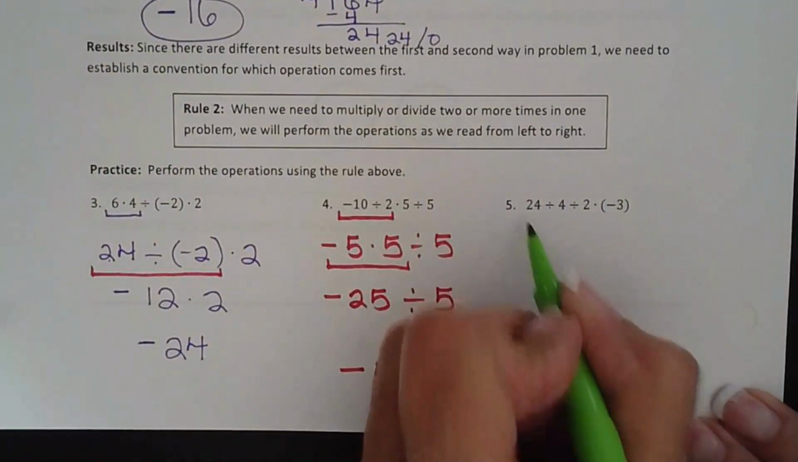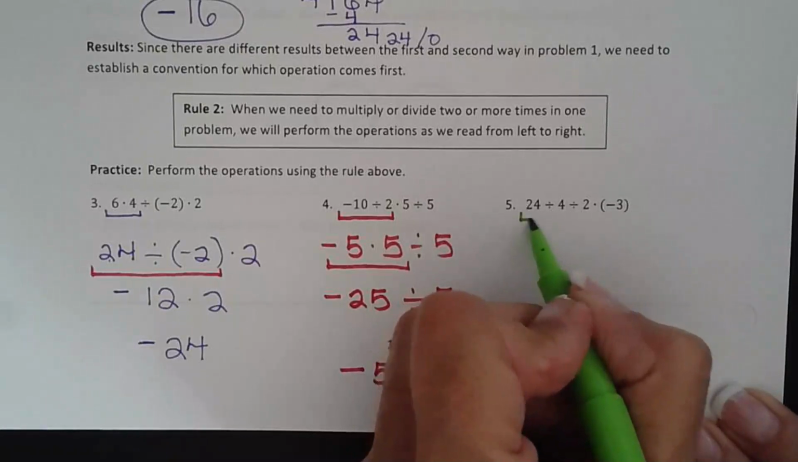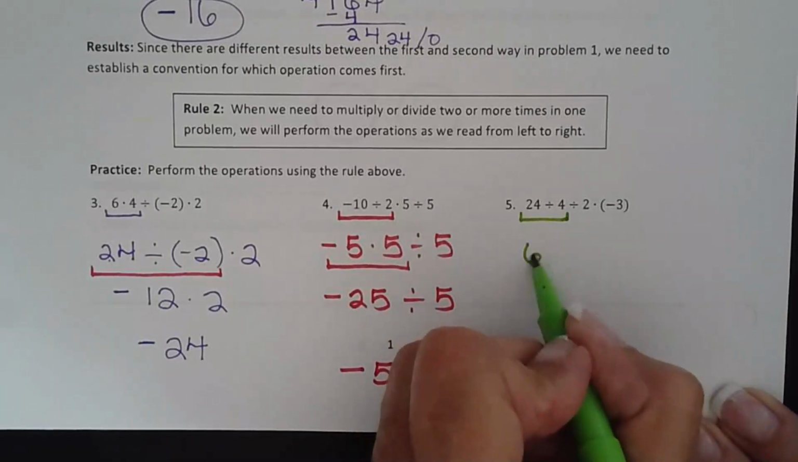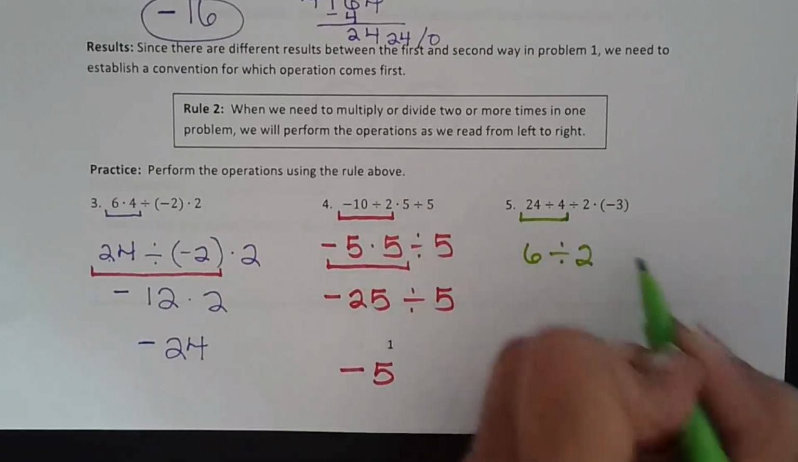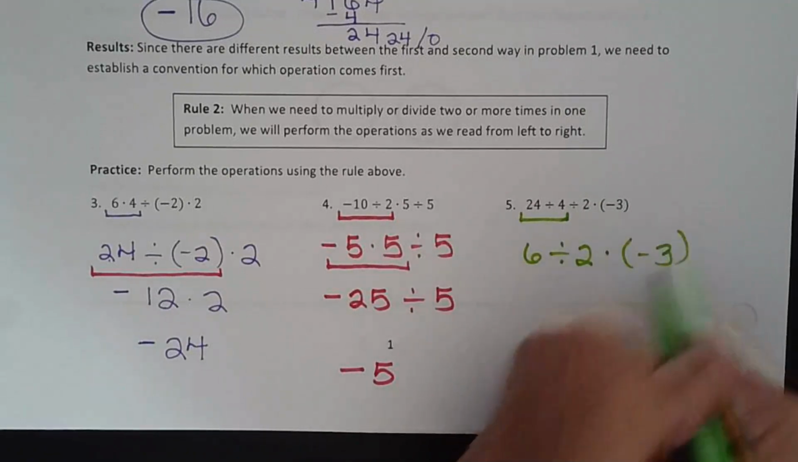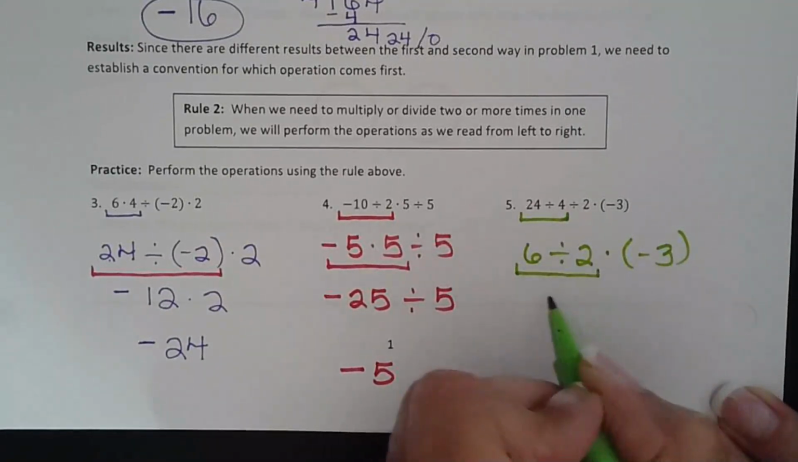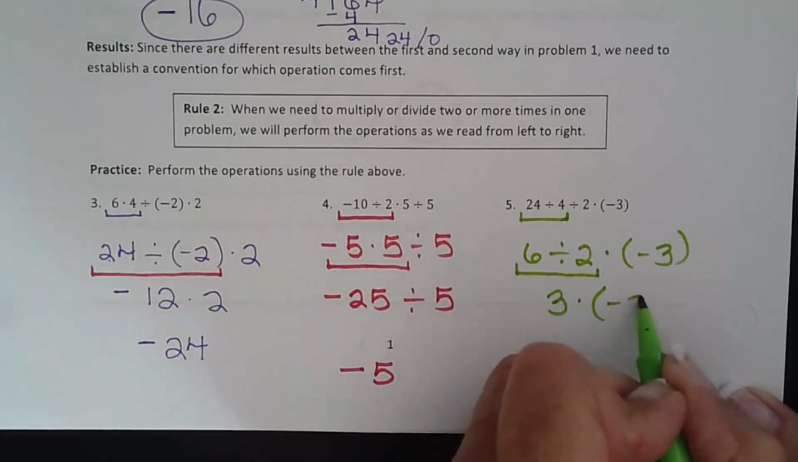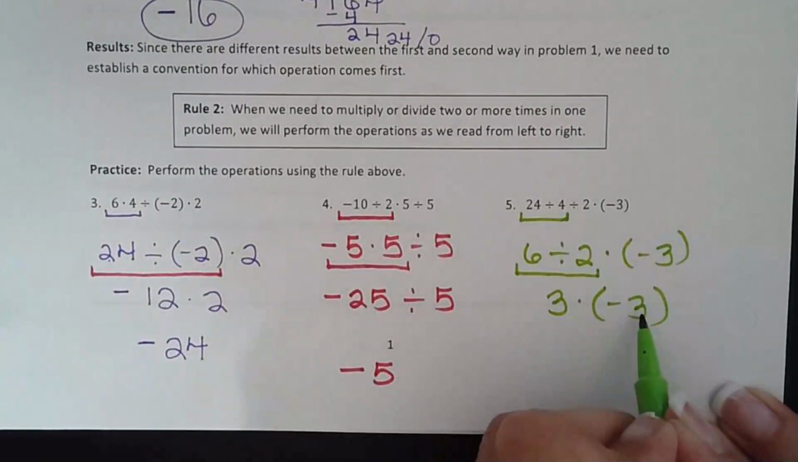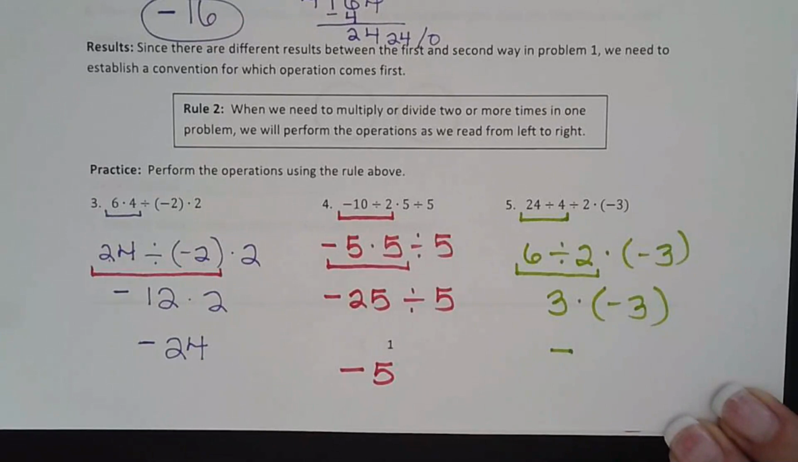So left to right, divisions first. So 6 divided by 2 times negative 3. Left to right, divisions first. 3 times negative 3. A positive times a negative, one negative sign is negative, and we get negative 9.